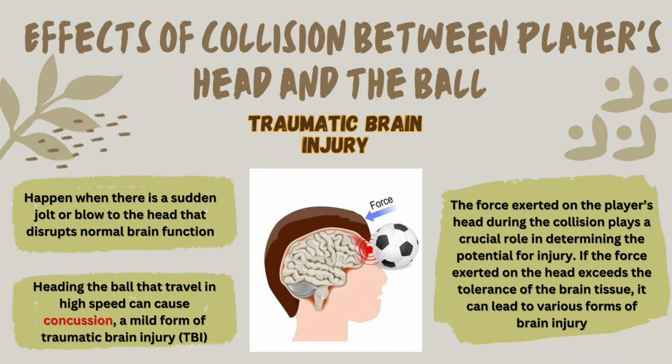It happens when there is a sudden jolt or blow to the head that disrupts normal brain function. Hitting the ball that travels at high speed can cause concussion, a mild form of traumatic brain injury or TBI. The force exerted on the player's head during the collision plays a crucial role in determining the potential for injury. If the force exerted on the head exceeds the tolerance of the brain tissue, it can lead to various forms of brain injury.